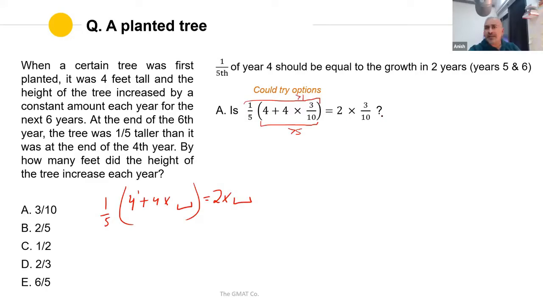And the right side is 2 times 3/10. 6/10 is definitely less than 1, right? So no, here the left side is not equal to the right side. A can't be the answer. I won't calculate the exact value. I'm getting a rough estimate and I can notice that already it's wrong.